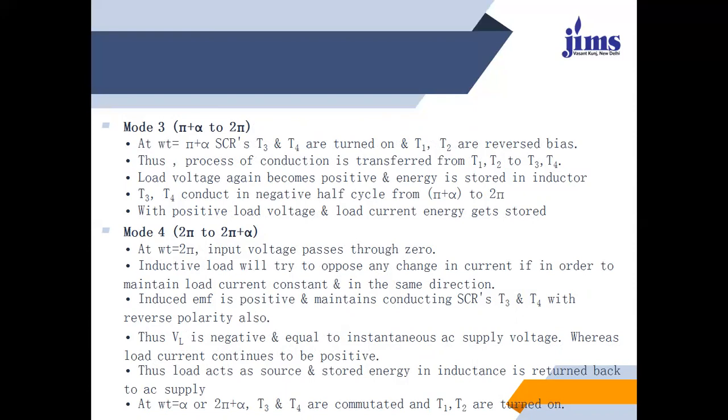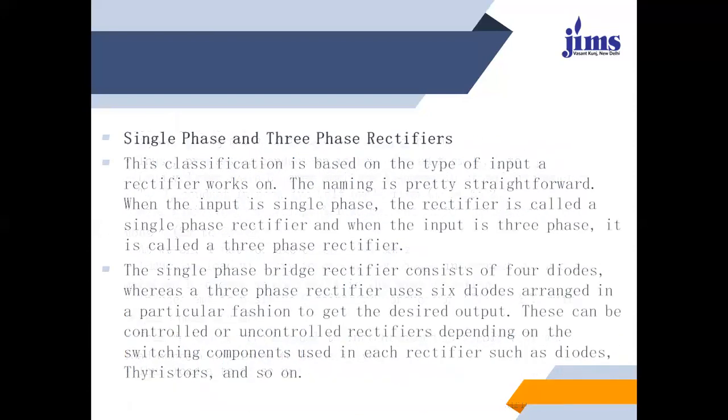The inductive load will try to oppose any change in current in order to maintain the load current constant and in the same direction. The induced EMF is positive and keeps SCRs T3 and T4 conducting even with reverse polarity. Thus, VL is negative and equal to the instantaneous AC supply voltage, whereas the load current continues to be positive. The load acts as a source and the stored energy in the inductance is returned back to the AC supply. At omega t equal to alpha or 2 pi plus alpha, T3 and T4 are commutated and T1 and T2 are again turned on.